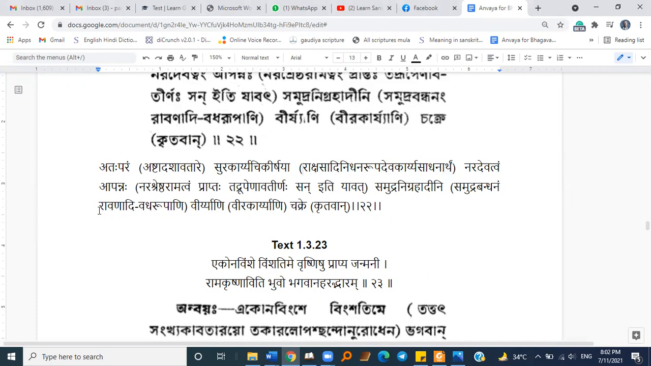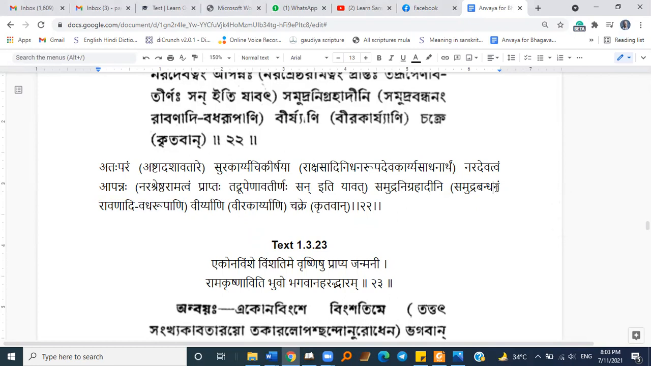So what did the Lord do? Narashrestha Ramatvam Praptaha Tadrupena Avatirna San. He incarnated, descended in the form of Lord Rama, who is the best amongst the humans, Narashrestha. And after accepting the incarnation, the form, what did he do? Samudra Nigraha Adini Viryani Chakre. He performed Vir Karyani, which means, how would you say Viryani? Acts of courage, courageous acts. Valorous, yeah, valorous acts, in the form of killing Ravana and so on.